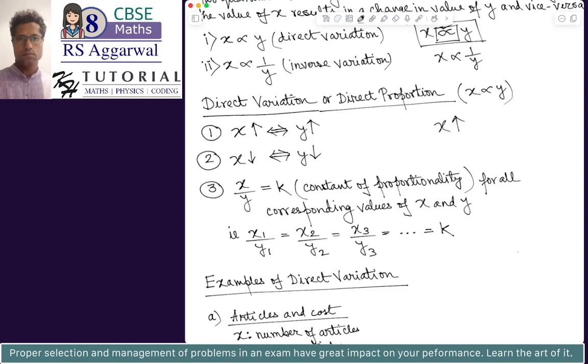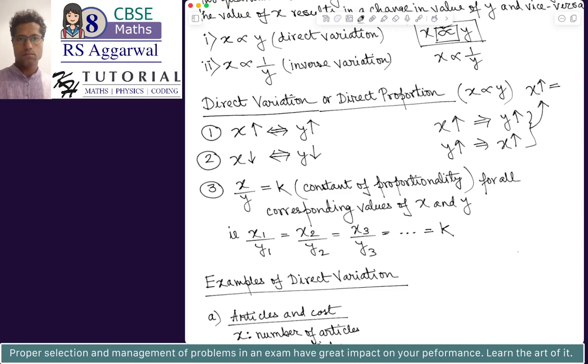Now, this means that the first point actually combines two points. The first one is that if you increase the value of x, then the value of y will increase. Similarly, if you increase the value of y, it will imply the value of x will also increase. So combining these two results, we can say that when you increase x, y will increase, and when you increase y, x will increase.